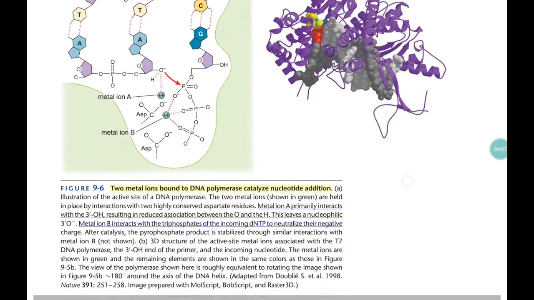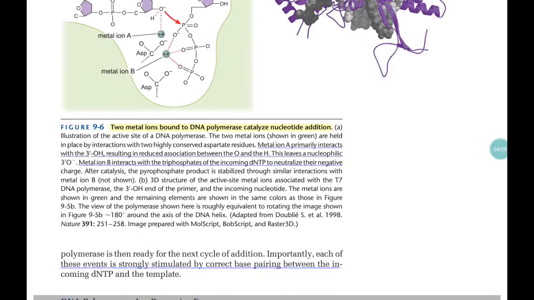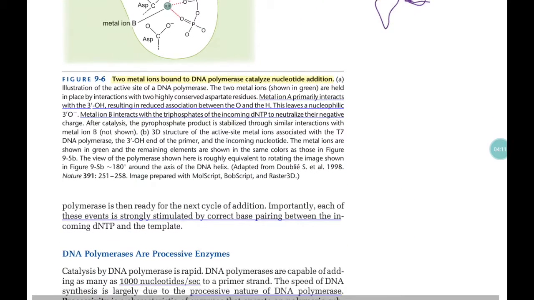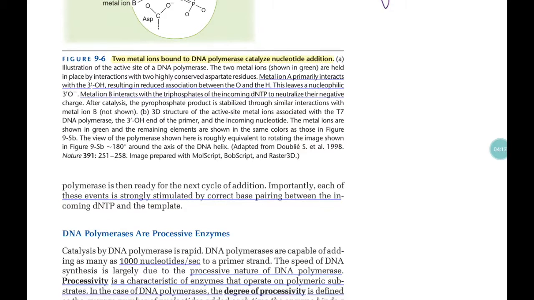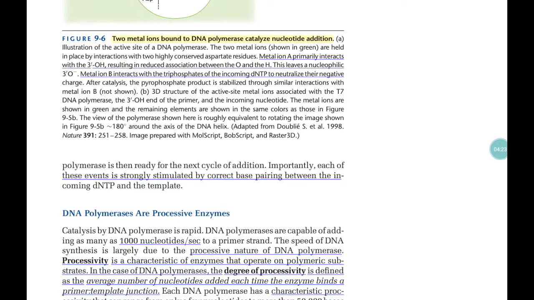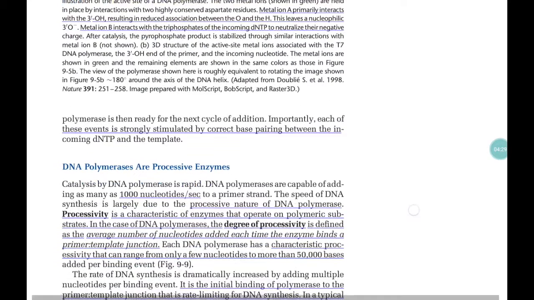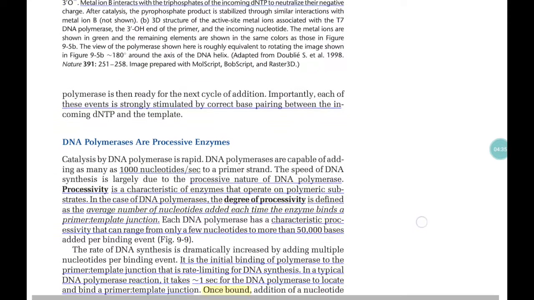Two metal ions bound to DNA polymerase catalyze the nucleotide addition. Metal ion A primarily interacts with the 3' hydroxyl, resulting in reduced association between the oxygen and the hydrogen. This leaves a nucleophilic 3' O-. Metal ion B interacts with the triphosphate of the incoming dNTP to neutralize the negative charge. These events are strongly stimulated by correct base pairing between the incoming dNTP and the template.